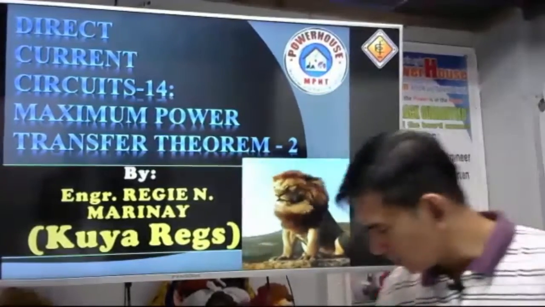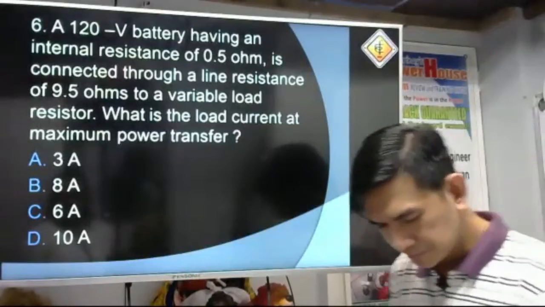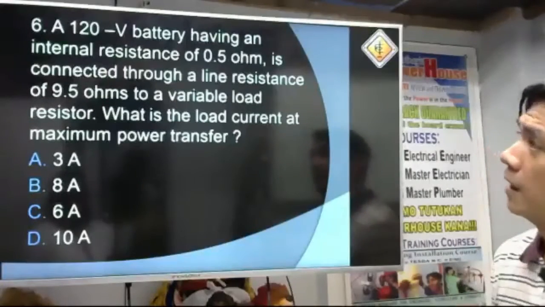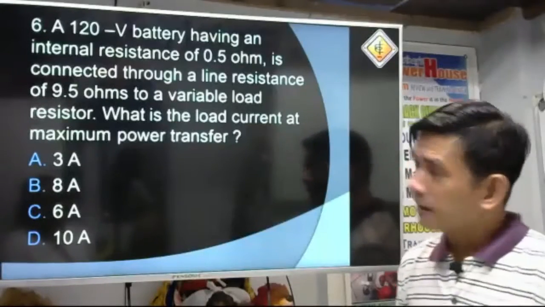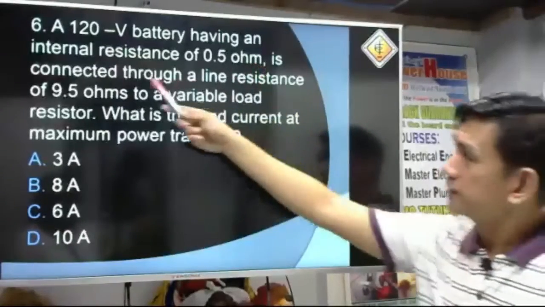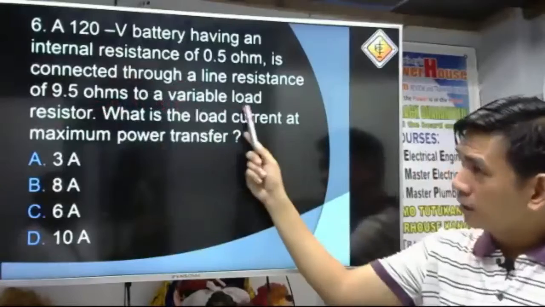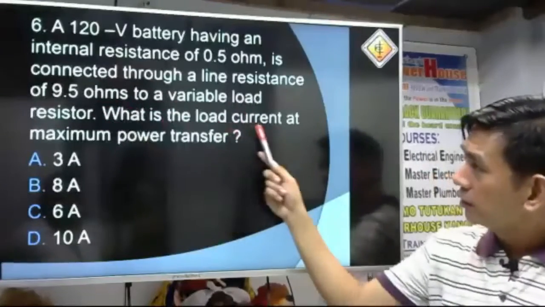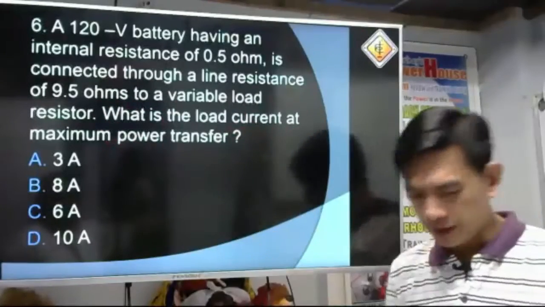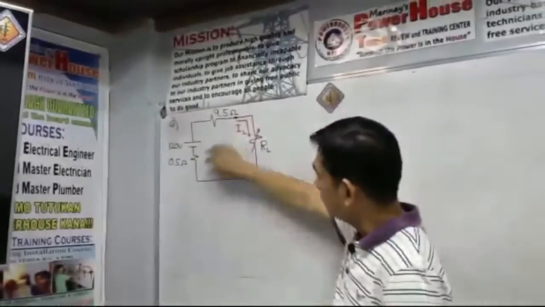So let's go over with our problem number 6. A 120 volts battery having an internal resistance of 0.5 ohm is connected through a line resistance of 9.5 ohms to a variable load resistor. What is the load current at maximum power transfer? So I already drew the figure. So this is our figure.